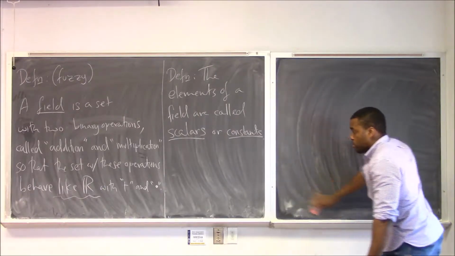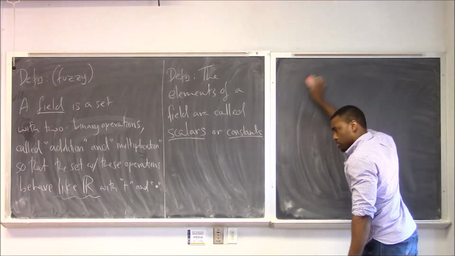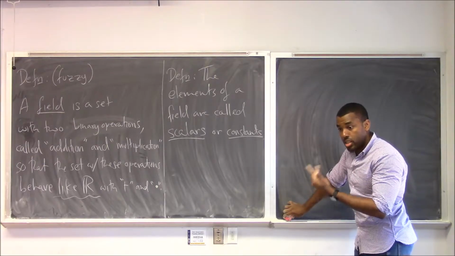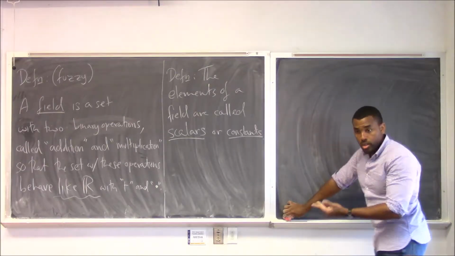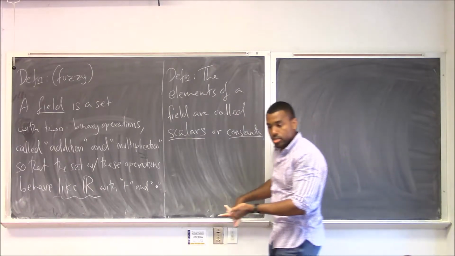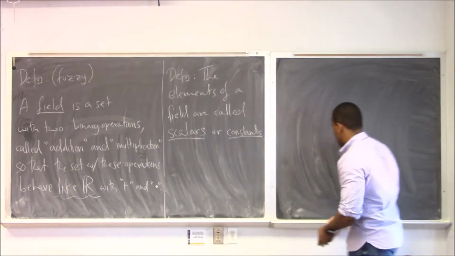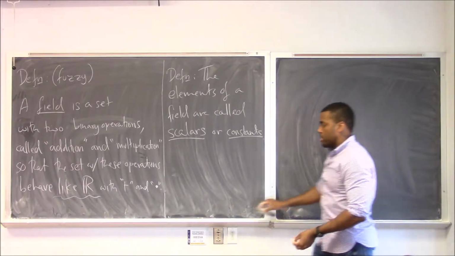So now, of course, the only fields that you've been exposed to at this point would be the real numbers, the rational numbers, and the complex numbers. All the other number systems you know of are not fields. The natural numbers are not a field. The integers are not a field, right? Because you can't do everything with them that you can do with the real numbers.